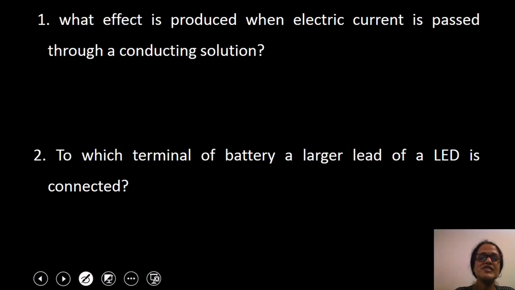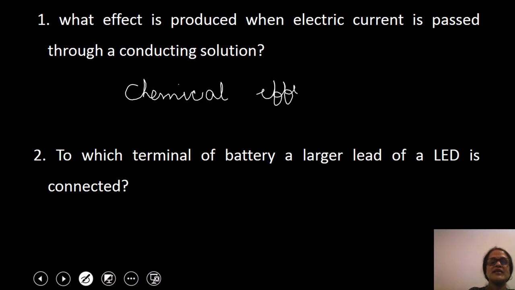Children, now we will discuss a few questions based on the topic discussed. First question is, what effect is produced when electric current is passed through a conducting solution? So chemical effect is produced. We have seen one example of copper plating. So we have seen there that a chemical effect is produced, a chemical change is taking place when electric current is passed through a conducting solution.